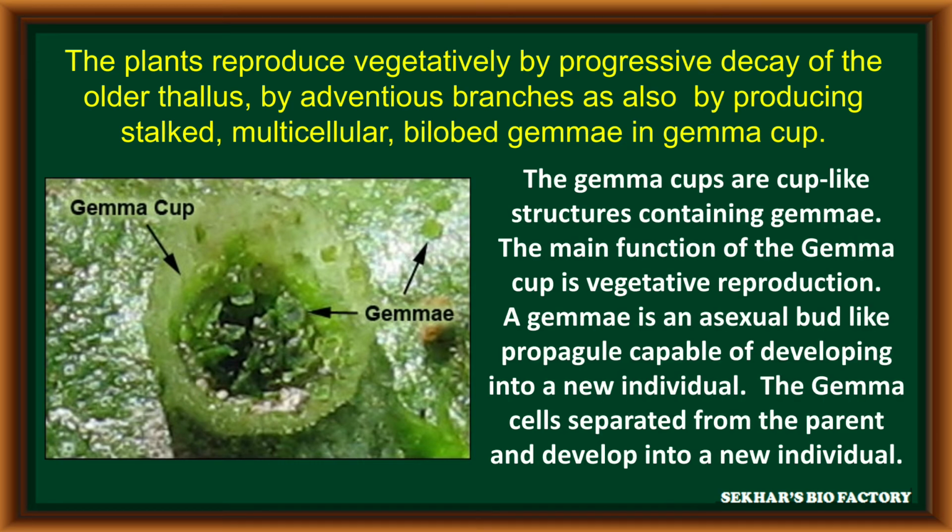The gemma cup is a cup-like structure containing many gemmae. The main function of the gemma cup is vegetative reproduction. A gemma is an asexual bud-like propagule. It has the capability to develop into a young plant. The cells of the gemma separate from the parental cell when it develops into a new individual.